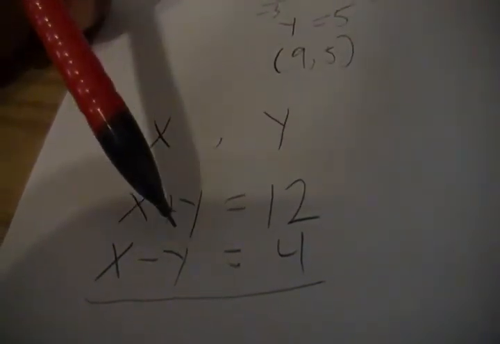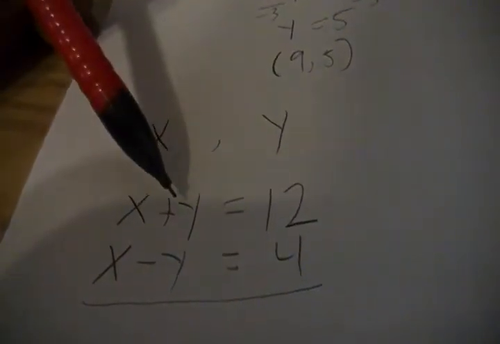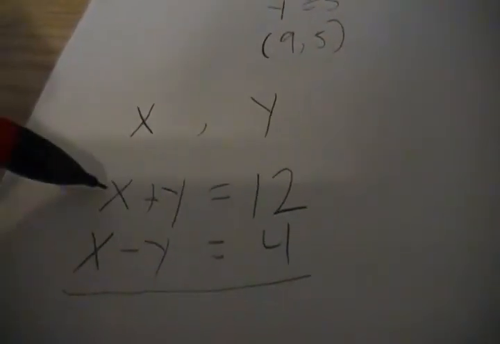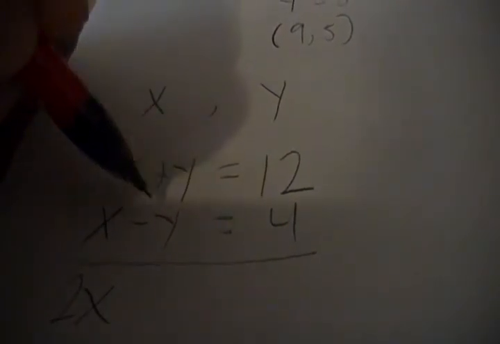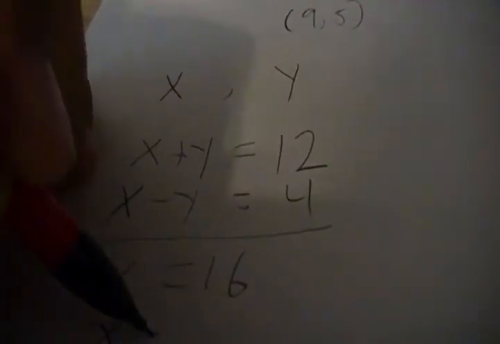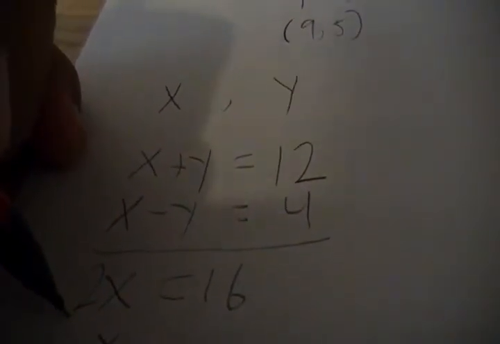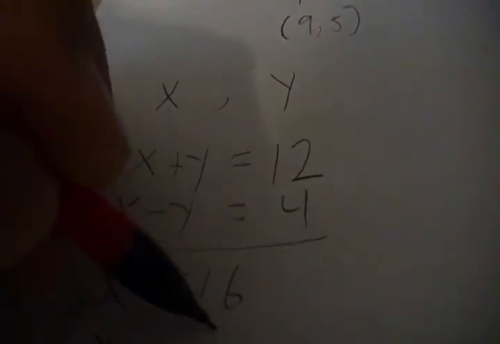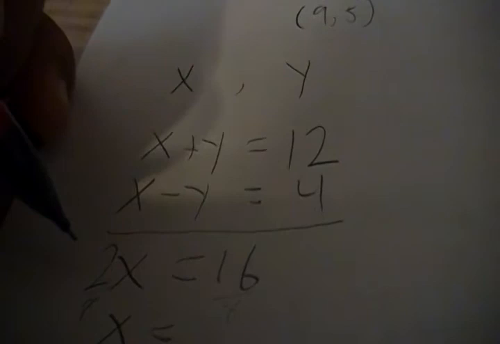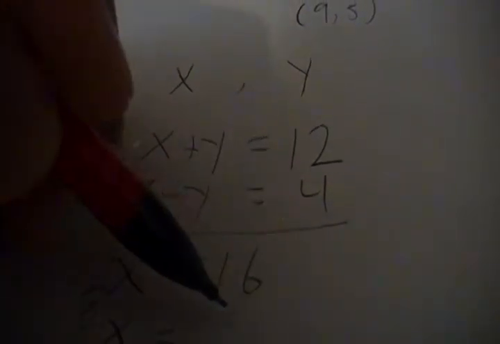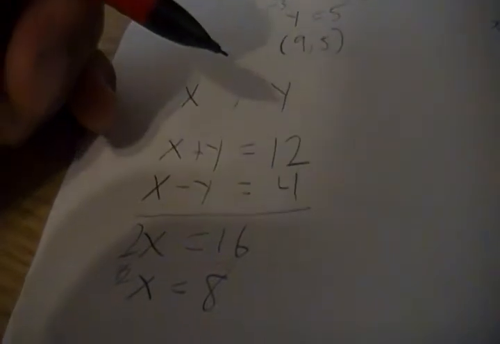So why don't we use the process of elimination? Because if you notice here we have a plus y and a minus y. So it should be fairly easy. x plus x is 2x. y minus y is 0. And then 12 plus 4 is 16. So if we divide both sides by 2, sorry, we get x equals 8.